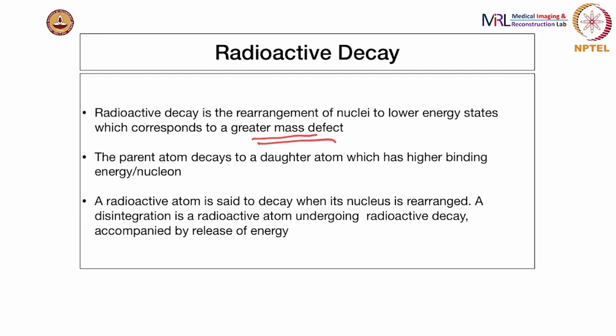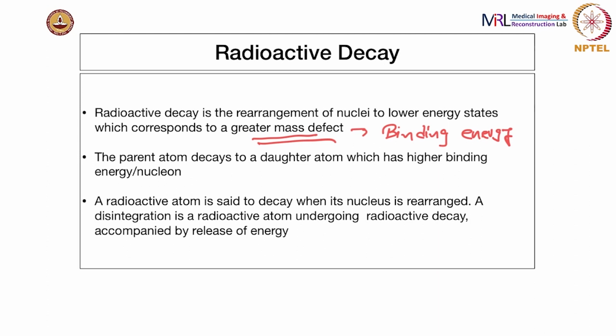But we don't have to worry about this right now. It is just to understand the root of the instability of these radioactive nuclei or radioactive atoms. Typically the parent atom, the atom that decays, decays to a daughter atom which has a higher binding energy per nucleon. The mass defect translates to something called binding energy. This binding energy will be higher per nucleon in the daughter atom. That is basically a transition to a so-called lower energy state or a stable state.